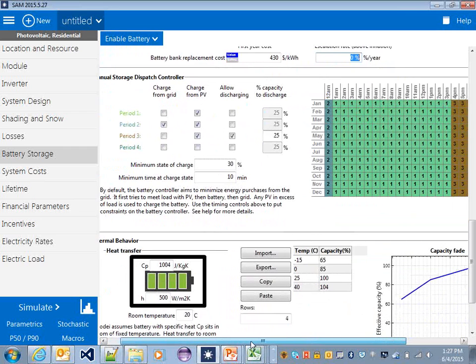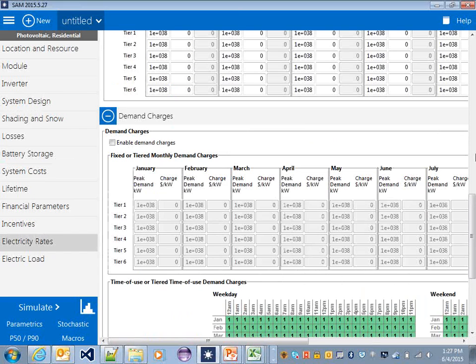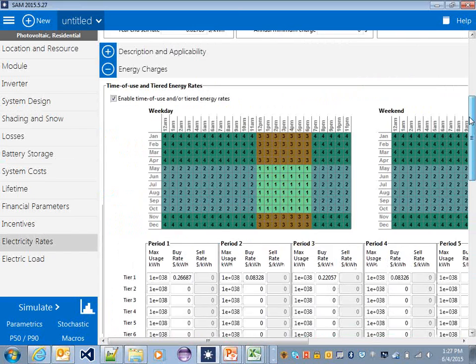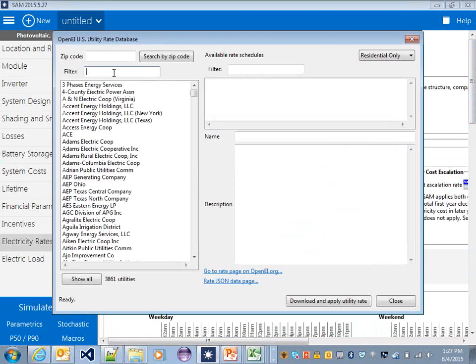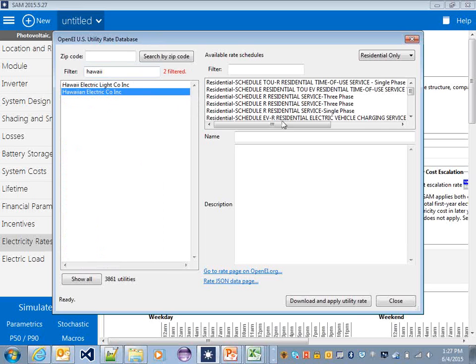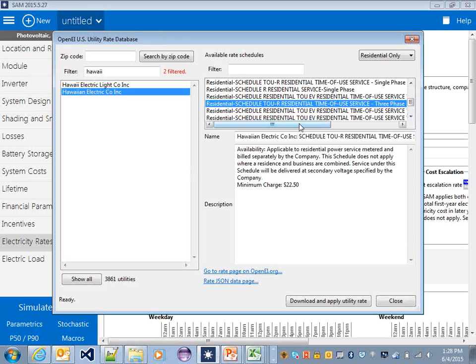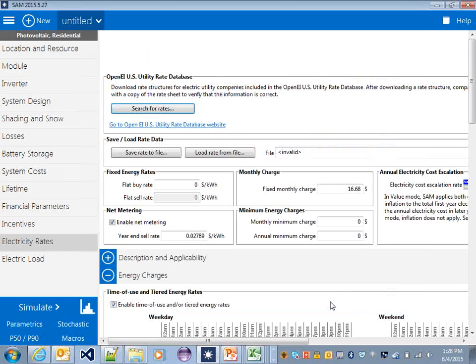For this manual dispatch controller, let's first take a look at the electricity rates. There's this electricity rates page, which is a pretty handy feature. You can search for a utility, so we'll look up Hawaii Electric Company and select the time of use 3-phase rate. Depending on the time of day, you'll get charged electricity at different rates. Download that and apply it.